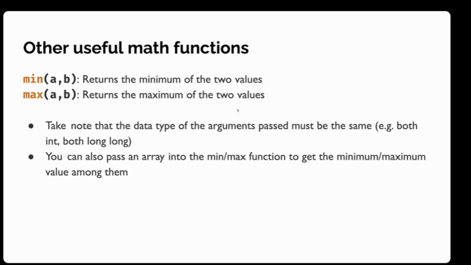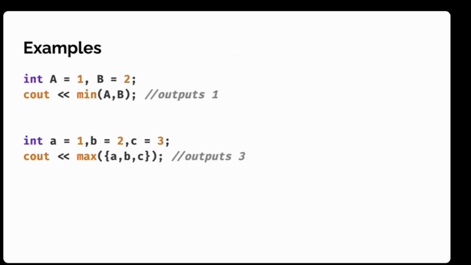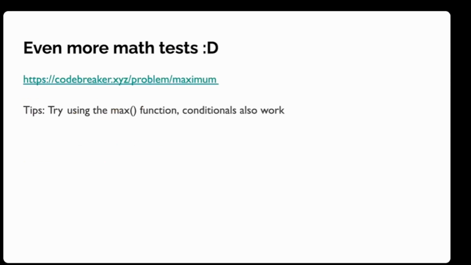You can also pass an array into the min-max function to get the minimum or maximum of the array. So as you can see here, this one should output 1, and this is how you can pass an array into a max function. Just put it between curly braces, not square brackets, for this. So another math test. Go do maximum.